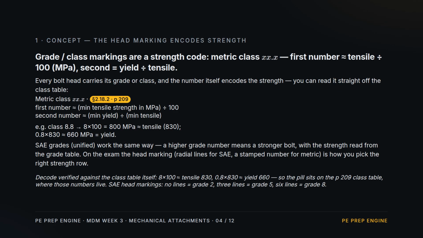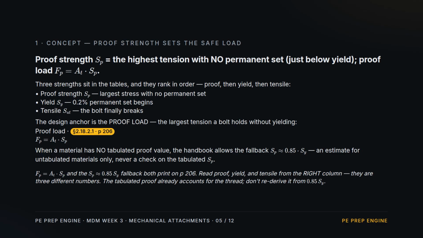Concept 2. The head marking is a strength code. For a metric bolt marked class xx.x, the first number times 100 is roughly the minimum tensile strength in megapascals, and the second number is the ratio of yield to tensile. Class 8.8, 8 times 100 is 800, close to its tabulated tensile. 0.8 of that is its yield. SAE grades work the same way. A higher number is a stronger bolt. On the exam, the head marking, radial lines for SAE, or a stamped number for metric, tells you which strength row to read.